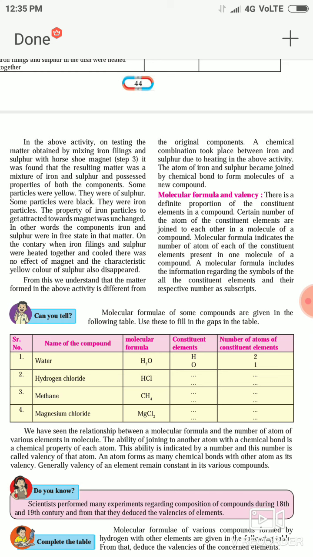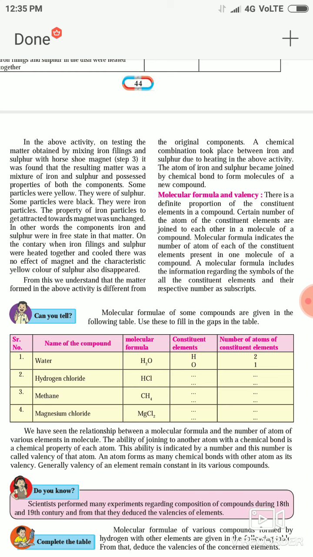So we have seen the relationship between a molecular formula and the number of atoms of various elements in a molecule. Now, the ability of joining to another atom with a chemical bond is a chemical property of each atom. This ability is indicated by a number. That number is called valency. So valency, we can say, is the capacity to accept or donate electrons. The atom forms as many chemical bonds with other atoms as its valency.